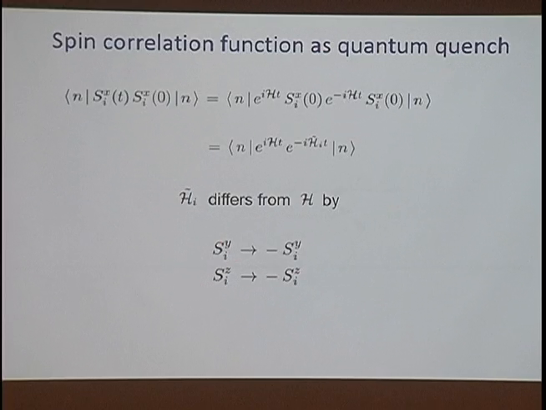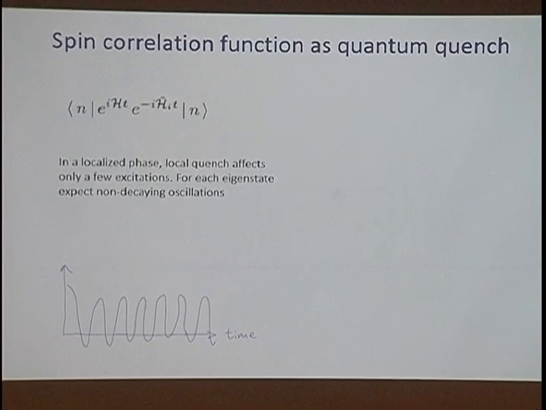Therefore, I can alternatively think about this whole expression as evolution forward with a Hamiltonian which is different from my initial Hamiltonian, just that the spin components on one side, the y and z components, have changed sign, so it's a slightly different Hamiltonian. And then I take an overlap with an initial state, which is an eigenstate of the initial Hamiltonian, and evolve back. So how does it help us understand what these correlation functions will look like?